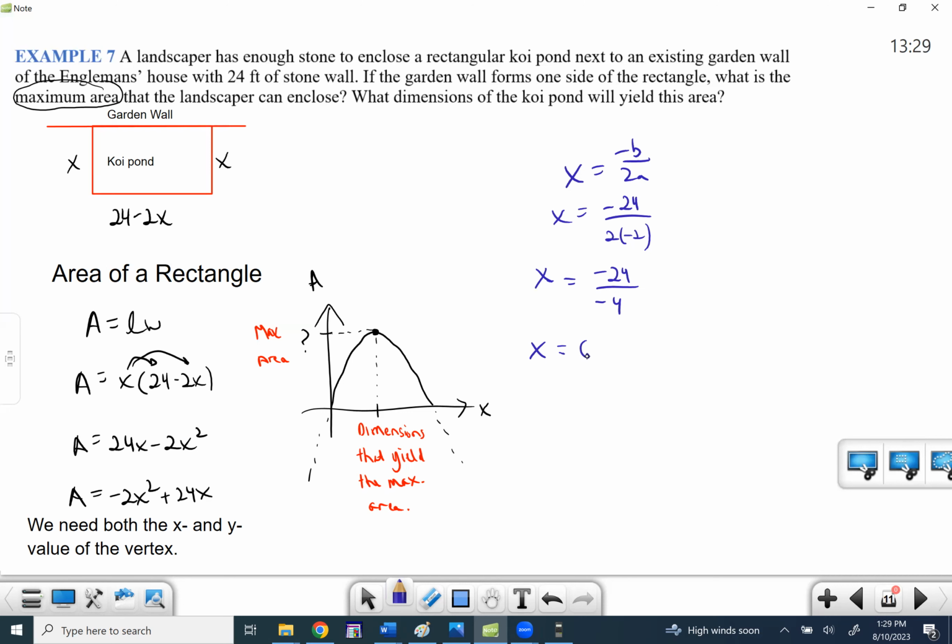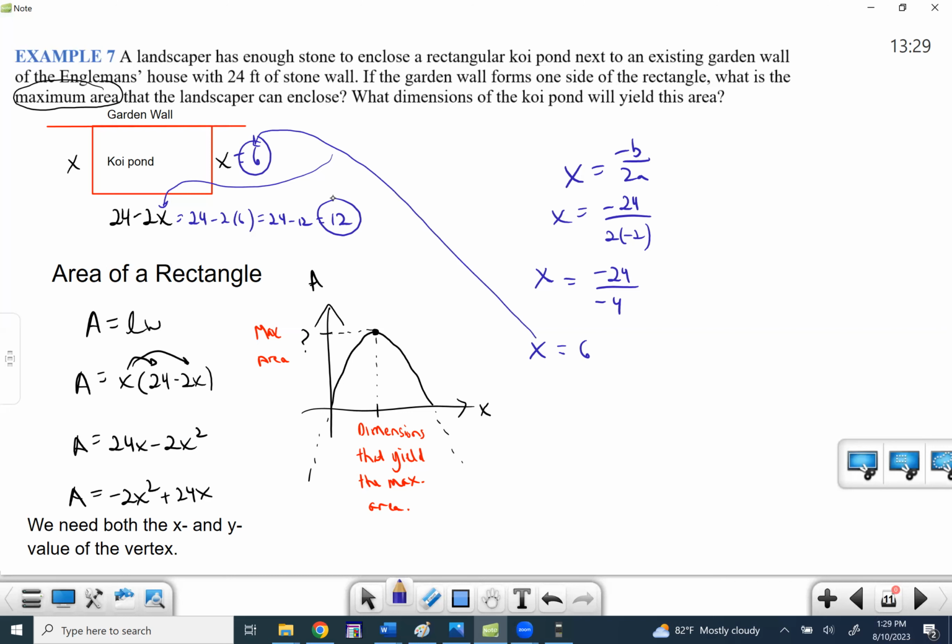So it's a good thing we're getting a positive number. If you get a negative number, at least you'll know. That's the good thing about a word problem. In an abstract problem, if you got a negative number, you just box it. But here you're like, hey, I can't have negative 6 feet long for my koi pond, right? Okay, so we're going to put the 6 in here, but we're also going to drop the 6 in here too, right? So 24 take away 2 times 6 is 24 take away 12. So it looks like 6 and 12 are going to be our dimensions.